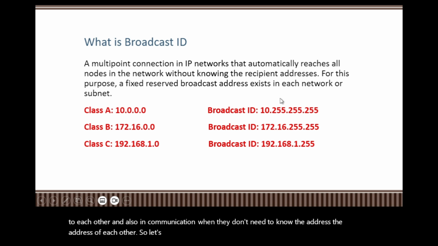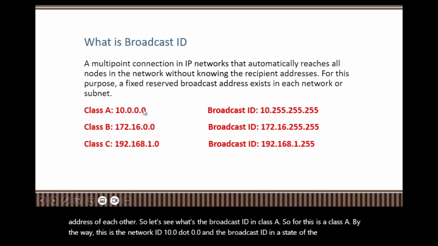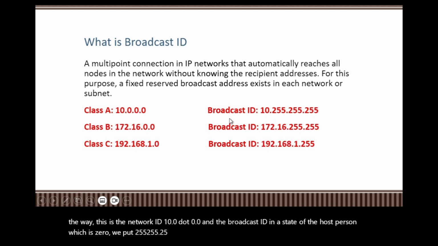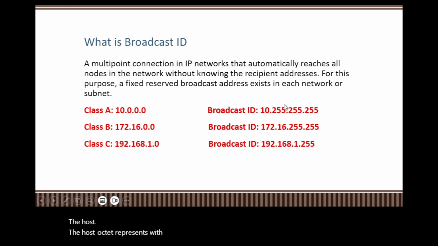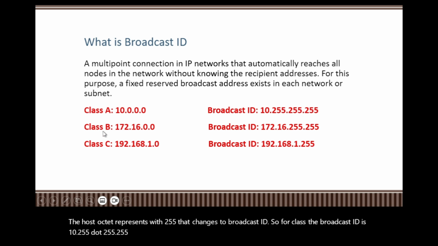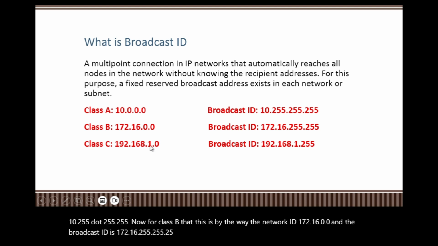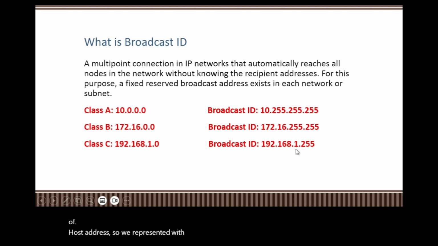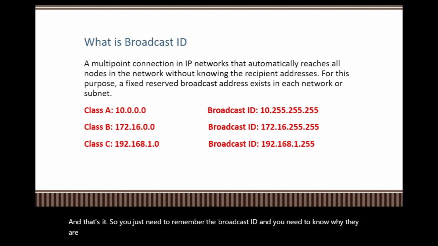So let's see what's the broadcast ID in class A. So this is a class A. By the way, this is the network ID 10.0.0.0, and in place of the host portion, which is 0, we put 255.255.255. So the host octet represented with 255 changes to the broadcast ID. So for class A, the broadcast ID is 10.255.255.255. Now for class B, this is the network ID 172.16.0.0, and the broadcast ID is 172.16.255.255. And for class C, because we have only one octet of host address, we represent it with 192.168.1.255. And that's it. You just need to remember the broadcast ID, and you need to know why it is used. That's all. Perfect.